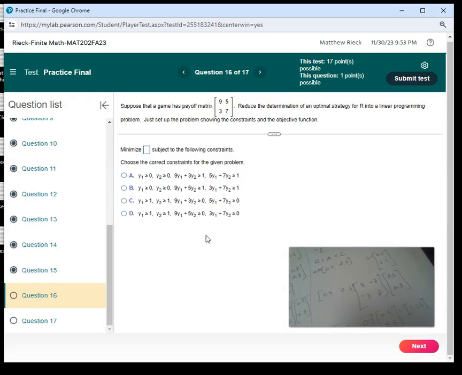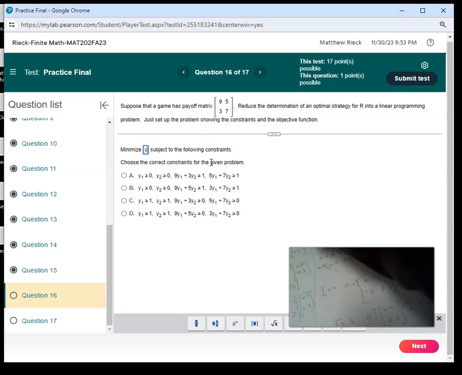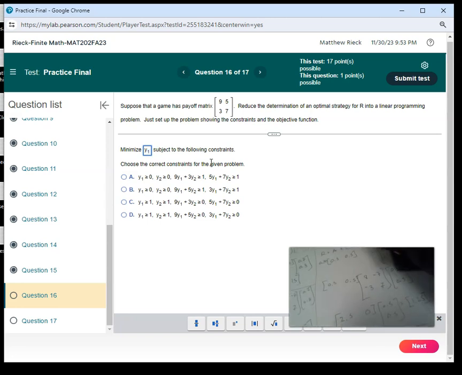All right, and the last couple of questions here are dealing with finding the optimal strategies. So starting off with the row player. If you have a payoff matrix with all positive entries, for the row player, it comes down to minimizing the equation y1 plus y2, subject to the constraints. So y1 and y2 are both greater than or equal to 0. So that eliminates it to just A and B here.